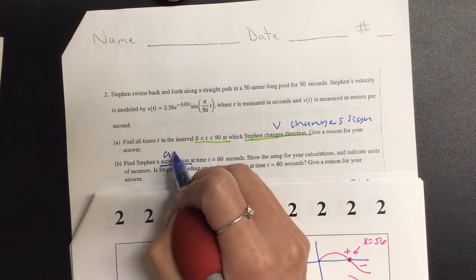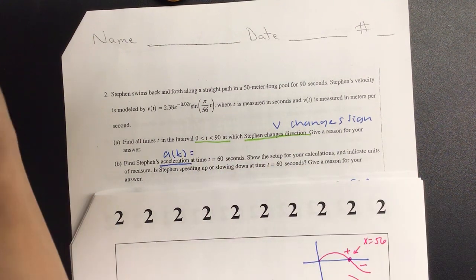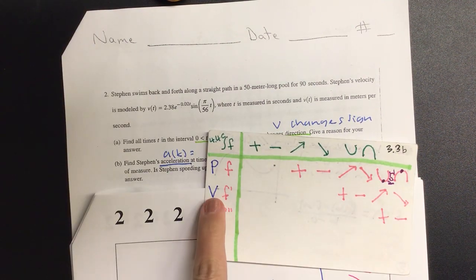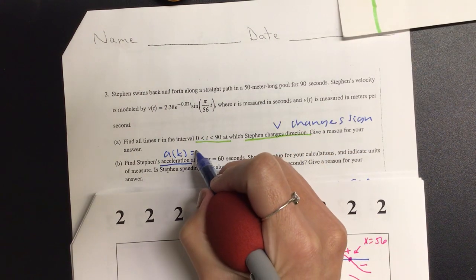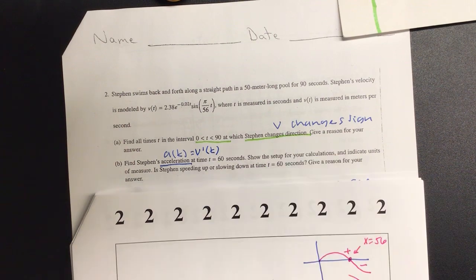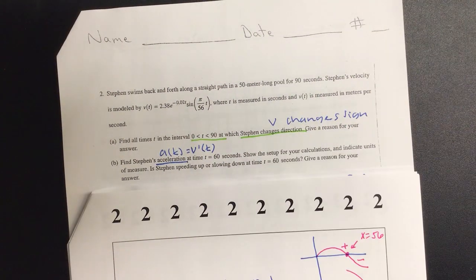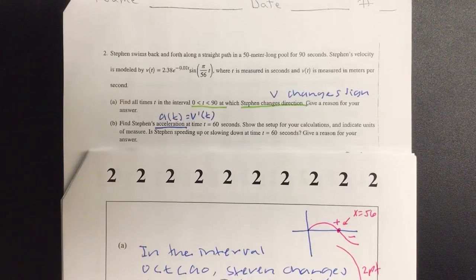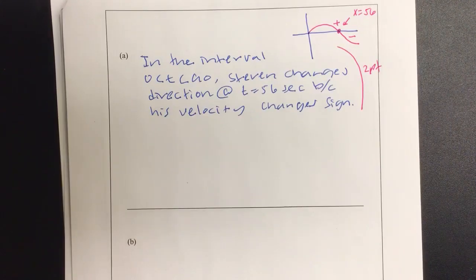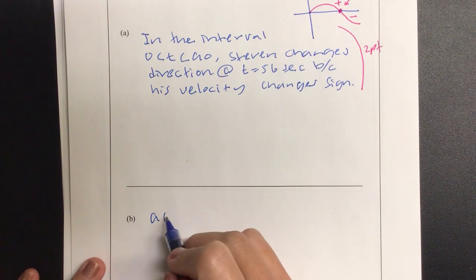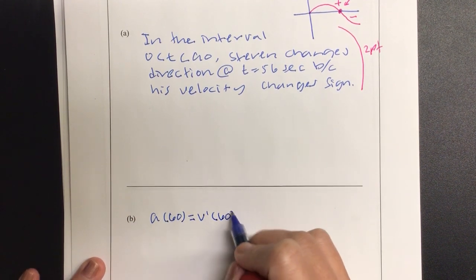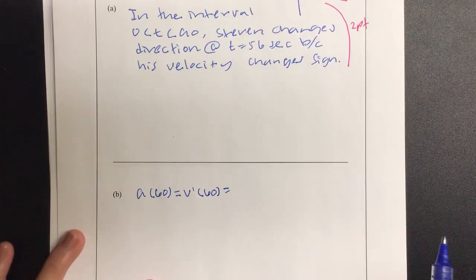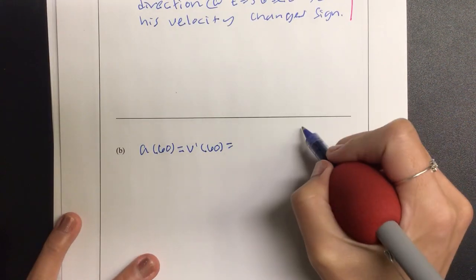So acceleration, and if I were to go back to my PVA, if I derive the velocity, that is the acceleration, so a of t is equivalent to v prime of t. And we have to mention that to tell the graders, hey, I know what the velocity and acceleration relationship is. So on this one, let's go ahead and write out a of t, and in this case, our t was 60, is equal to v prime of 60, is equal to... So to find the derivative, it was math what?